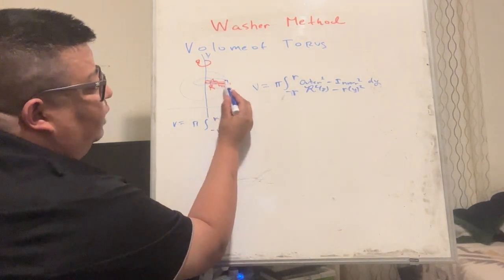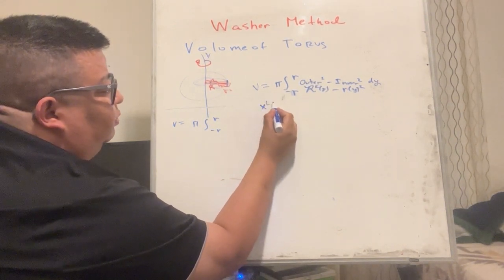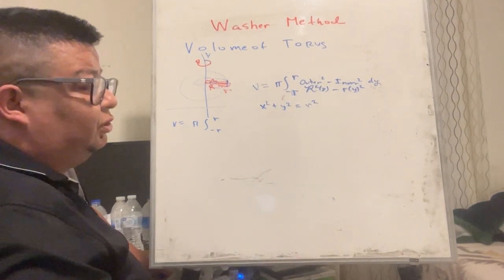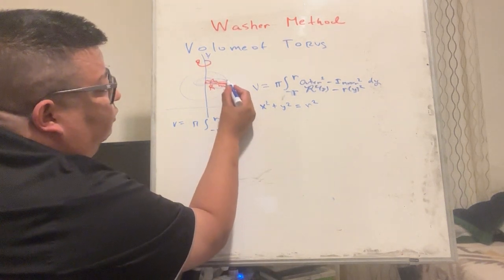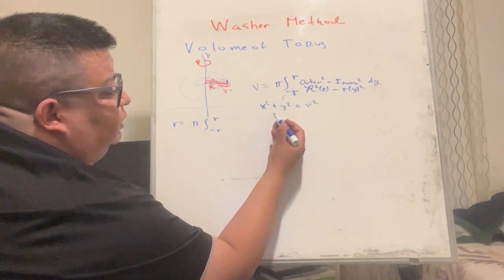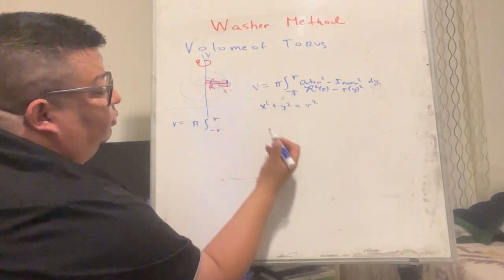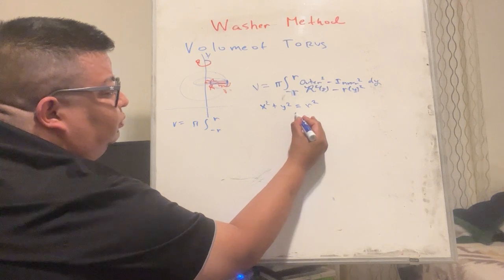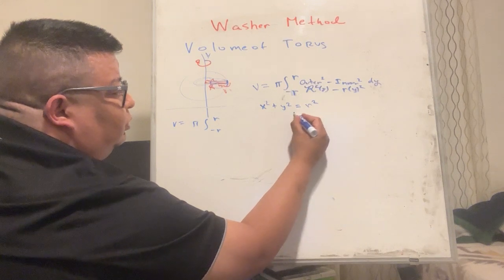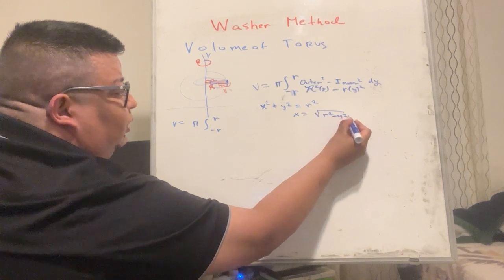Notice, because we have a circle, we can show that x squared plus y squared is equal to r squared. That's the function of a circle. If I'm going to solve it in terms of y, because we're going to do a horizontal slab from here to here, that means I have to solve this one for x. So this becomes x is equal to the square root of r squared minus y squared.